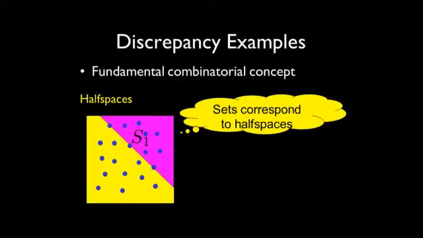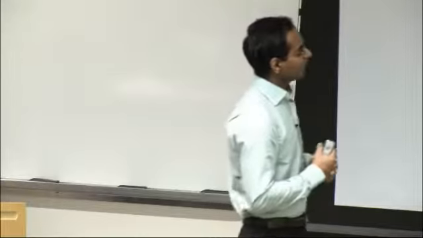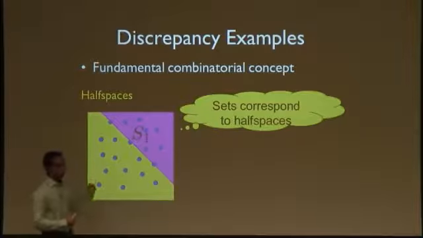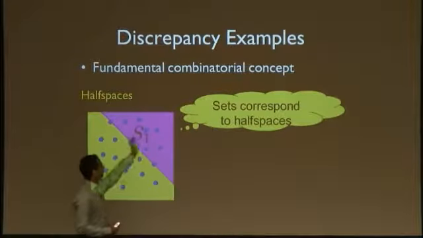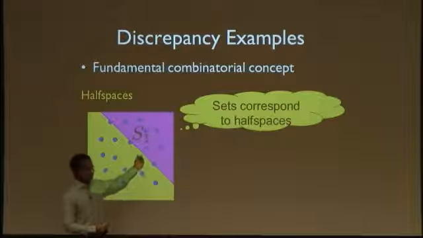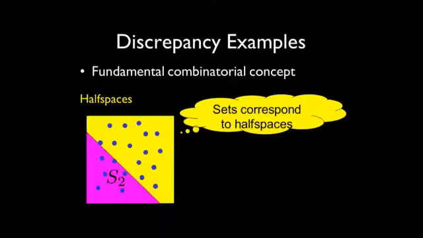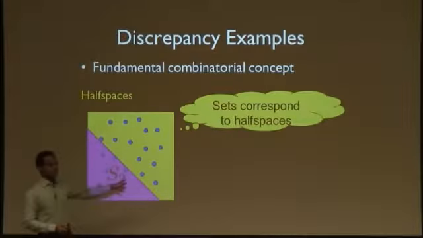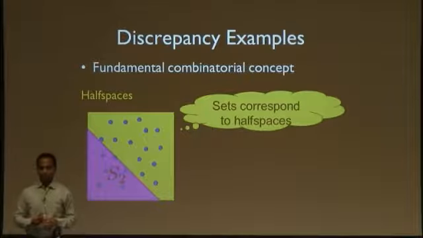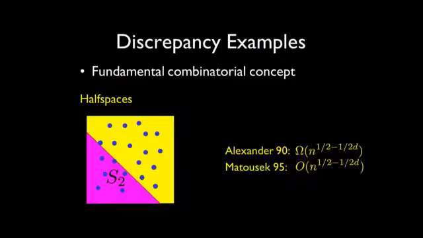And another example that is well studied is the case of half spaces. So here you have a bunch of points over, let's say, the plane, and the sets in your set system correspond to indicator functions of half spaces. So you draw a hyperplane, and all the points on one side will correspond to one set, like S1 here. You draw another hyperplane, and all the points on this side will correspond to S2. And you consider all possible hyperplanes and all possible sets that you get in this form. And once again, we have tight upper and lower bounds for the discrepancy of this set system as well.